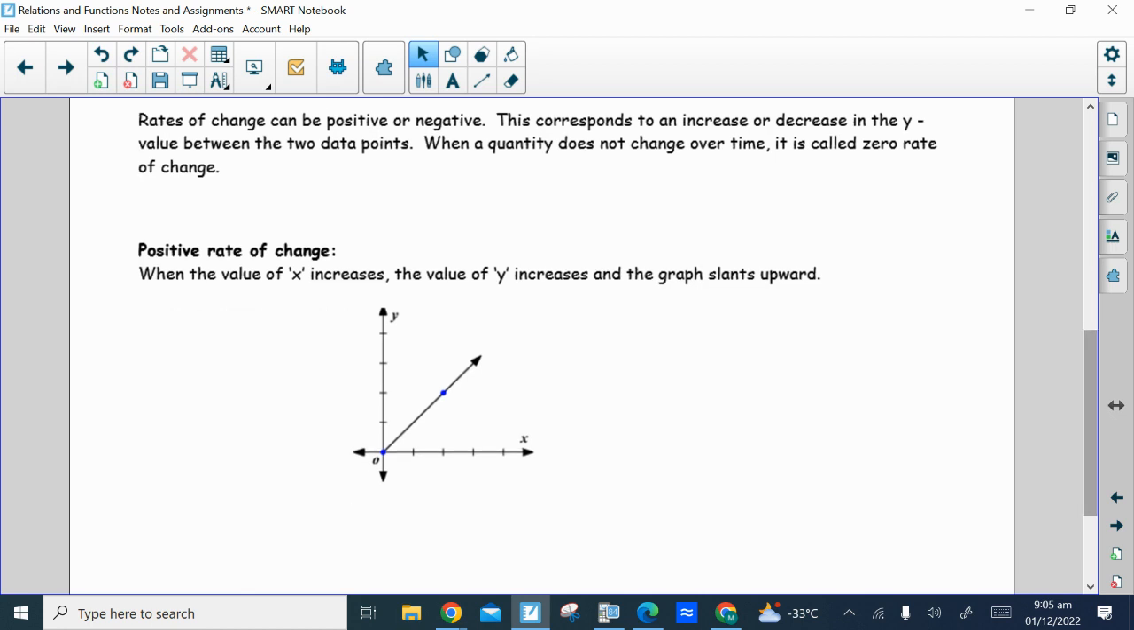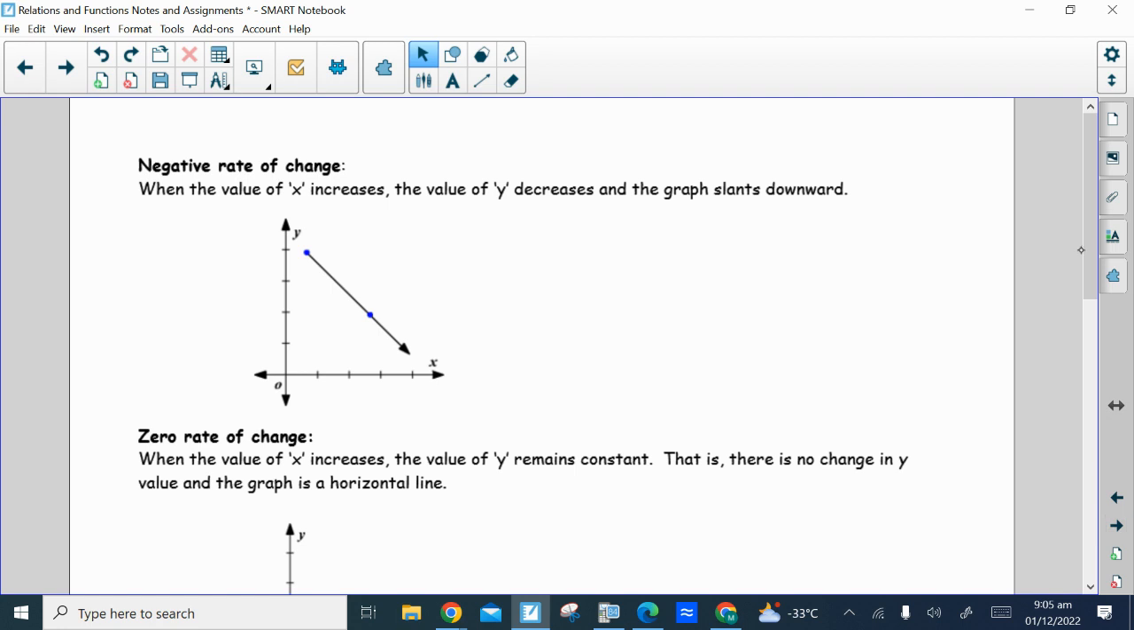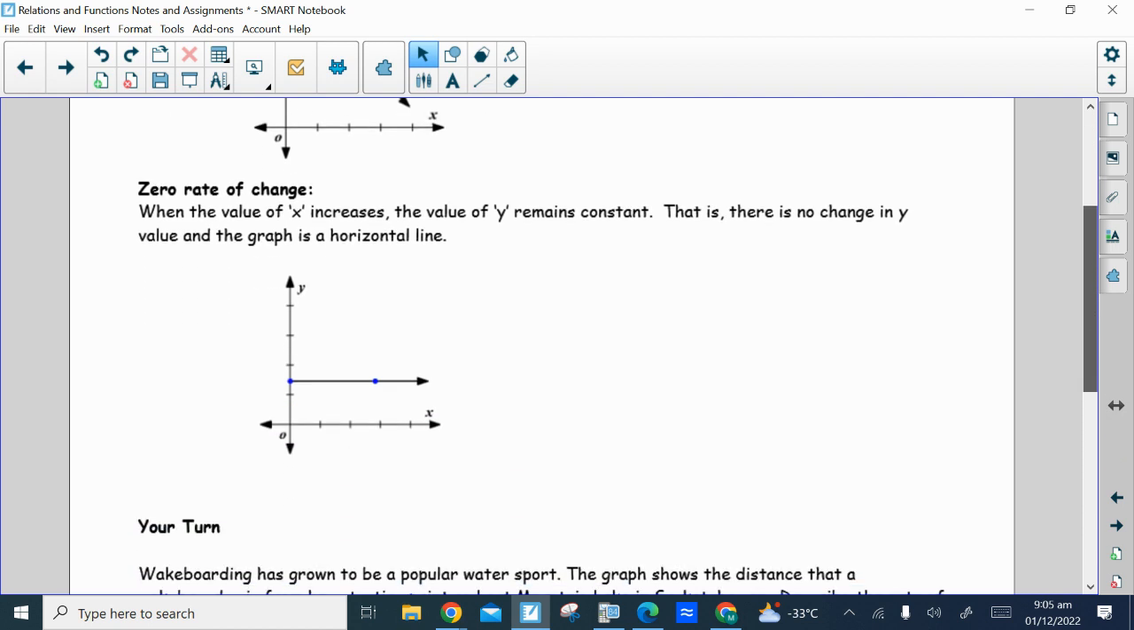So that example we just saw was a positive rate of change because as x increased, y also increased, or the graph slanted upwards. As we go left to right, the line is rising. That's a positive slope or a positive rate of change. But if y decreases as x increases, that means as you go left to right, the line is falling. That is a negative rate of change or a negative slope. If the y values remain constant as x increases, then that is a zero slope, a zero rate of change.